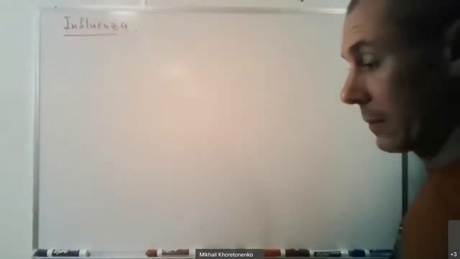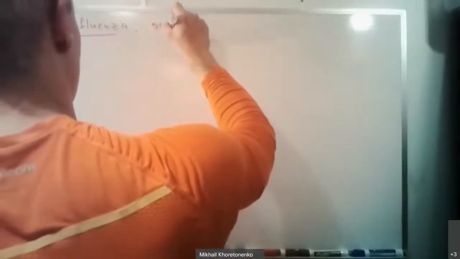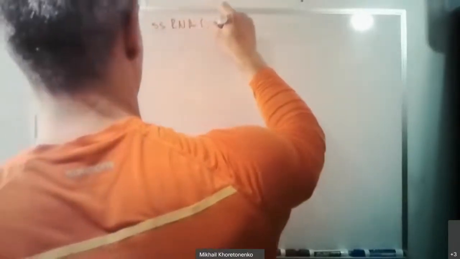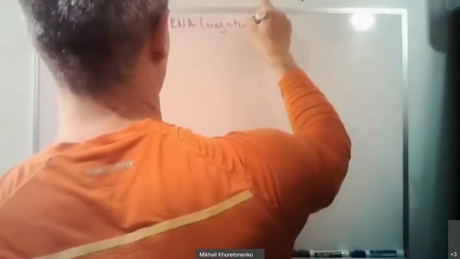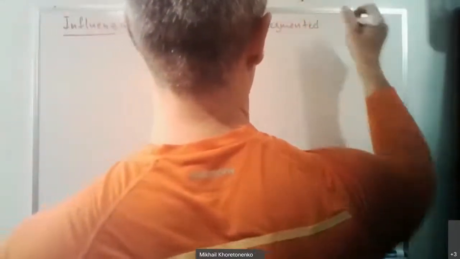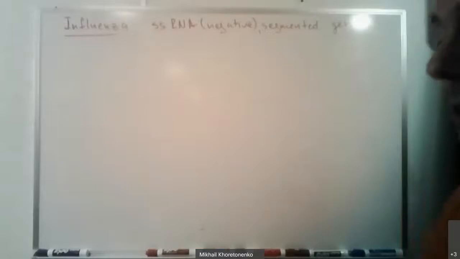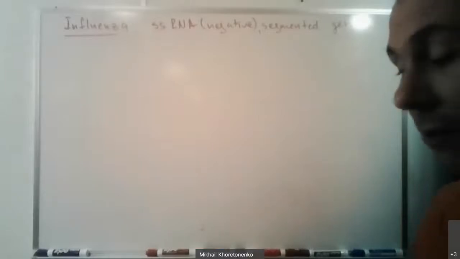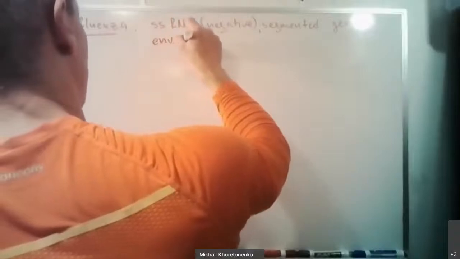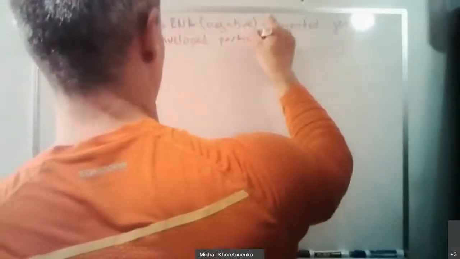So influenza is a single-stranded RNA virus. The RNA is negative, and the genome is segmented, meaning that you have not one molecule, but 8 individual single-stranded RNA fragments. It's an enveloped virus.